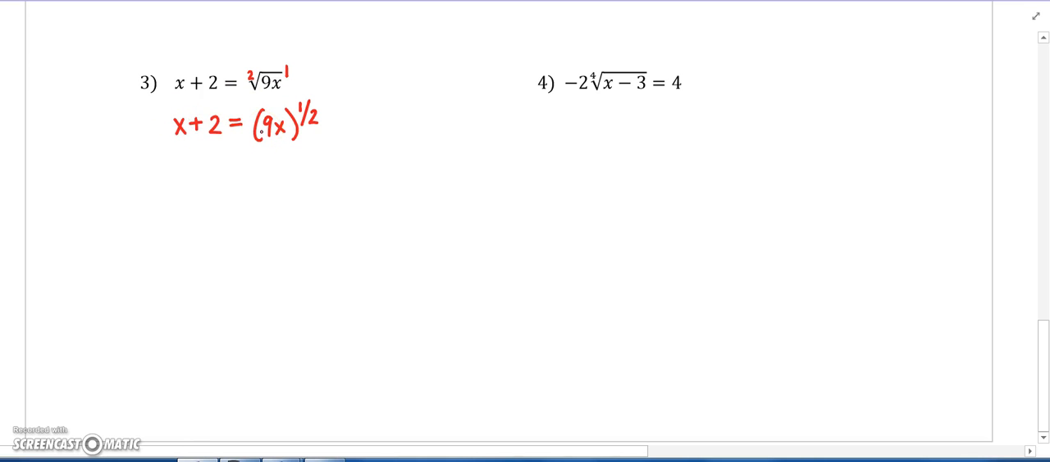Alright, now for this part, we just have to be kind of aware of how these work. Alright, to get rid of a 1/2 exponent, I raise it to the 2/1, the reciprocal. So that'll just leave me with a 9x over here. And I have to do it on the other side too. Alright, now here's where we just have to think a little bit. Alright, x plus 2 to the 2/1, that's the same thing as saying x plus 2 squared, because 2 divided by 1 is just 2.